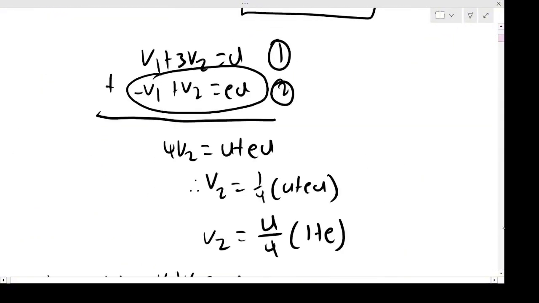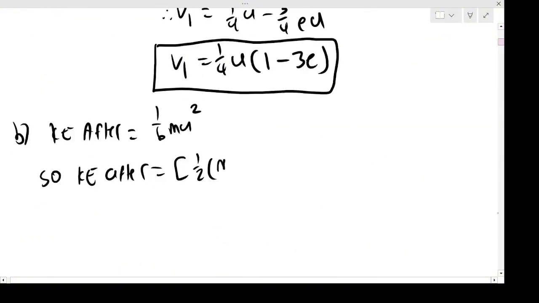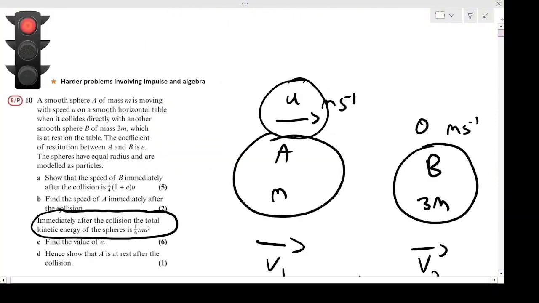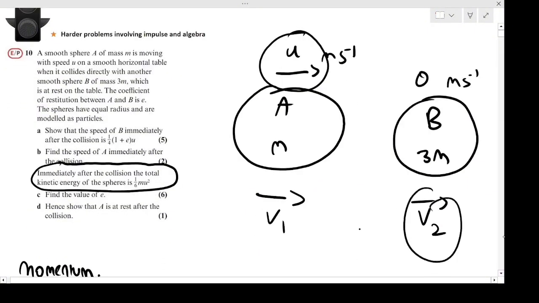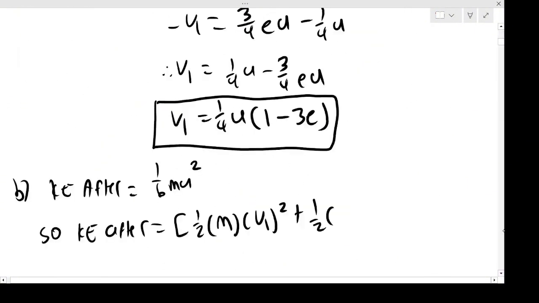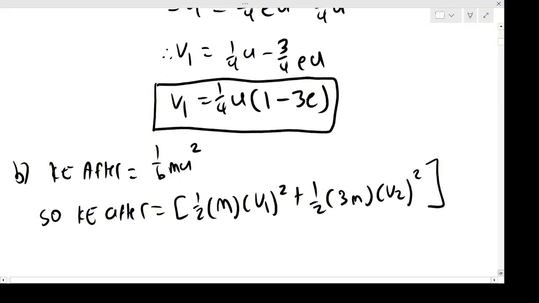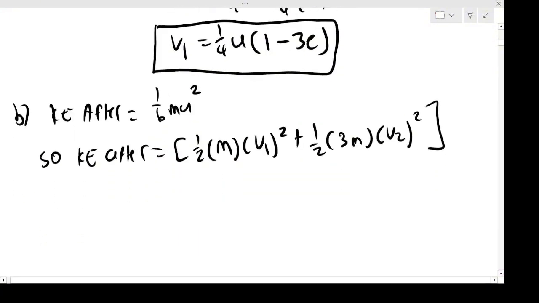So it's m lots of V1 squared, then half times the mass of the second one, which is 3m, times the final speed V2 squared. Okay, hopefully happy with that. Again, try not to be put off by the algebra, but there we are. Let me simplify. It's going to be half m V1 squared plus 3 over 2 m V2 squared. And now we can substitute my two expressions in.